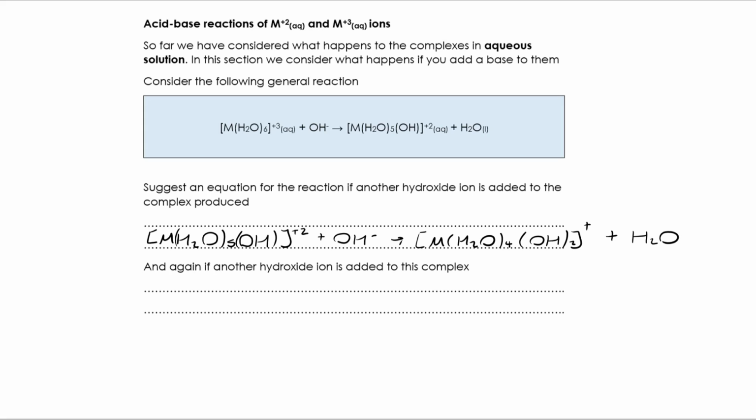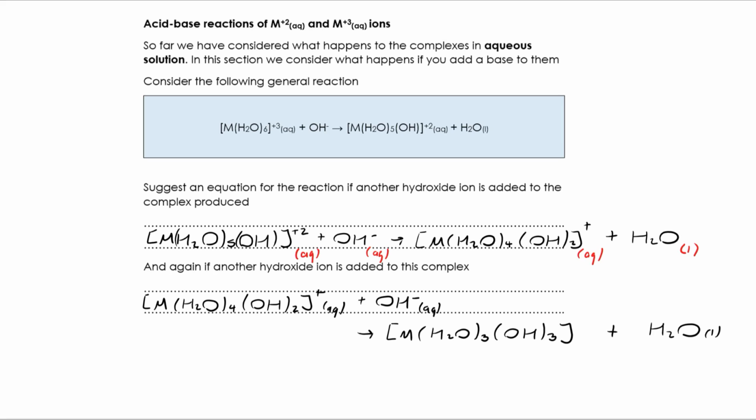Now if I then take my M(H2O)4(OH)2 plus and I add another OH minus, I end up with this. And you can see I've added the state symbols on there now. So we had aqueous, aqueous, aqueous, liquid for water for reasons that I've already discussed. On this one, what are the state symbols going to look like? Well, the key difference here, and I've highlighted it in red, is that my complex is now solid.